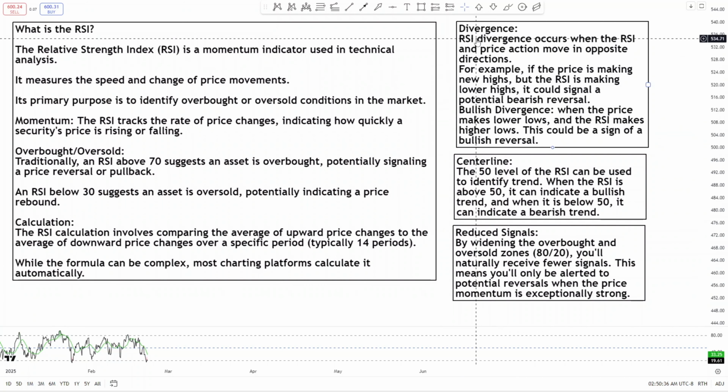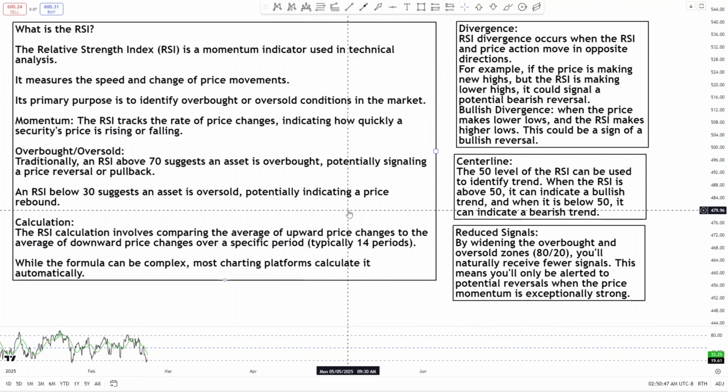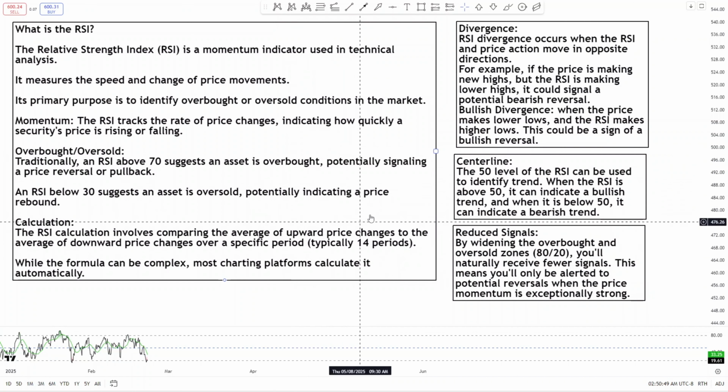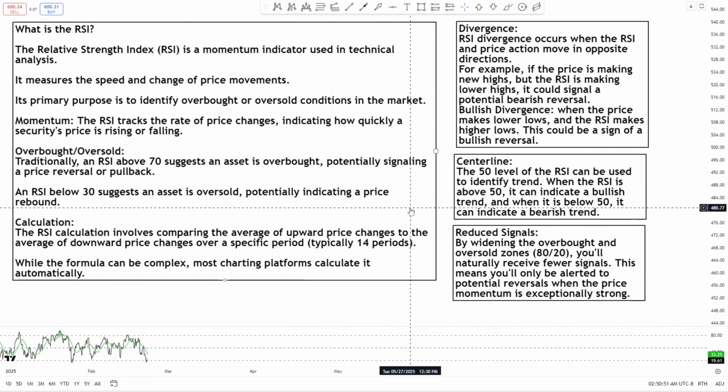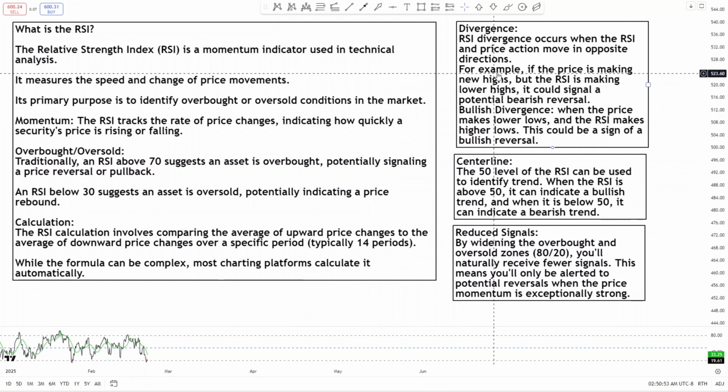Okay, the divergence occurs when the RSI and price action move in opposite directions. Now, many of you have seen me talk about this, where it looks like price action is coming down, but RSI has printed what you would call bullish divergence. For example, if the price action is making new highs, but the RSI is making lower highs, this could signal a potential reversal or a bearish reversal, which it usually does.